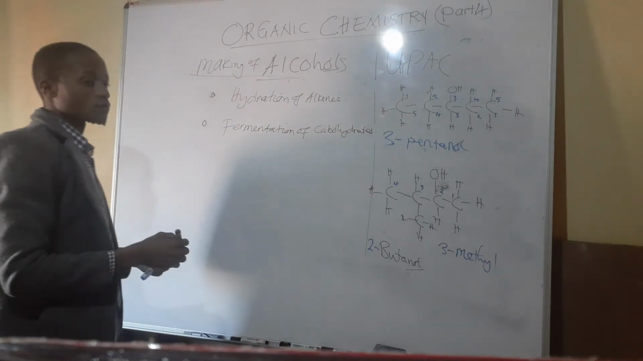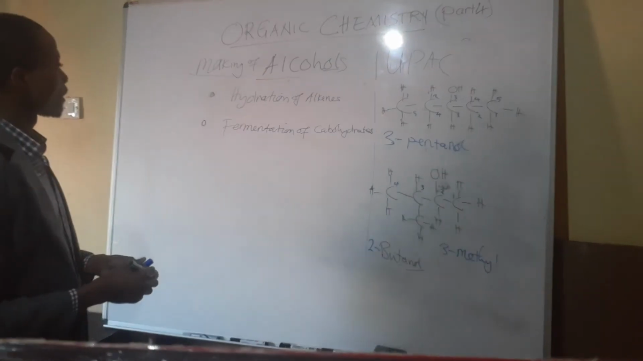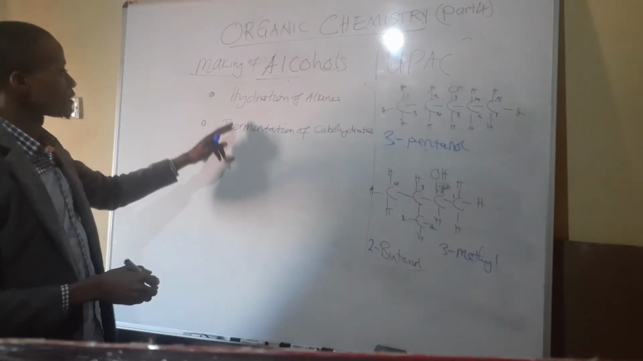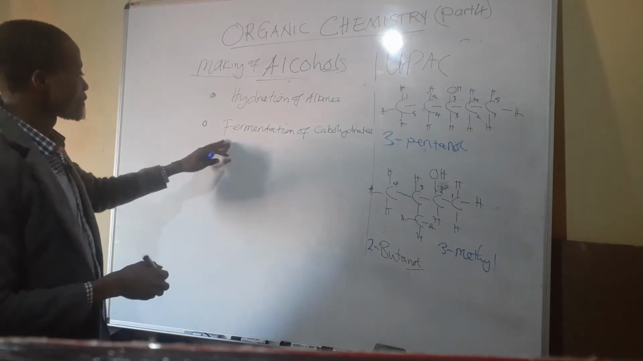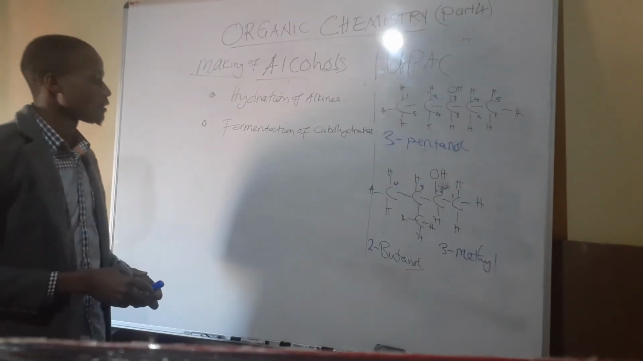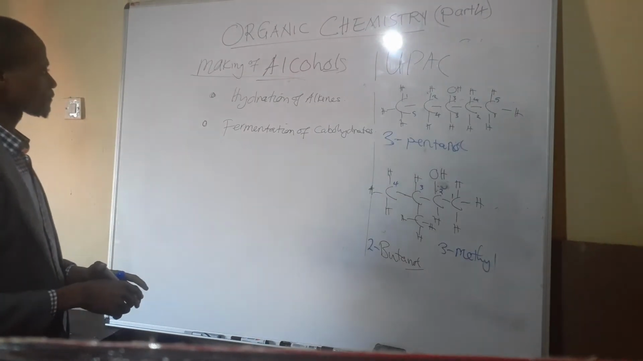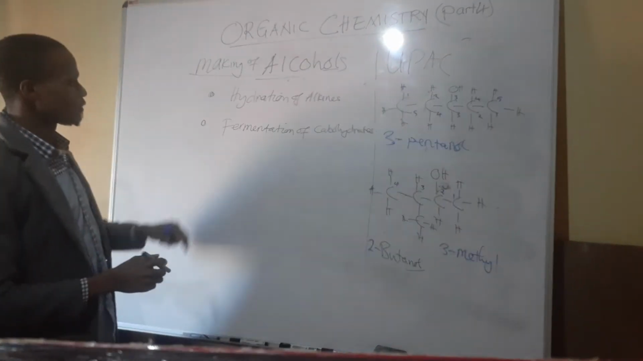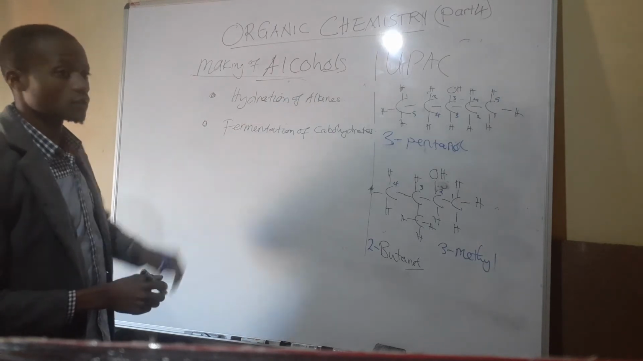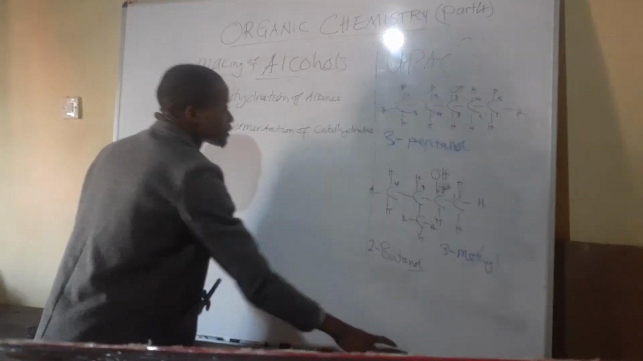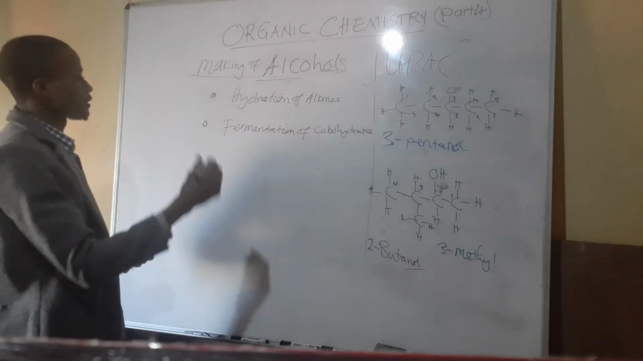Fermentation of carbohydrates. So the alcohols can be made by these two major methods: hydration of alkenes and fermentation of carbohydrates. Now, in hydration of alkenes, this is the addition of a water molecule to an alkene.